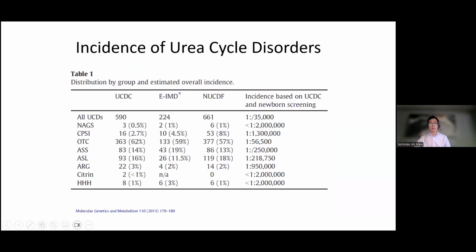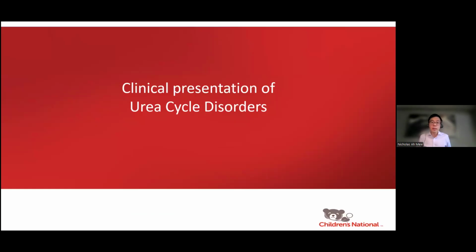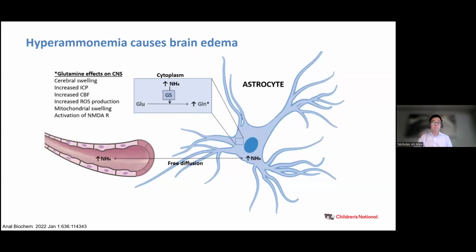Urea cycle disorders as a whole, so how common are they? About 1 in 35,000 here. We have numbers from a variety of different sources, but I want to highlight the most common of them, representing at least half, if not more, of UCDs, which is OTC deficiency here. So I want to talk a little bit about how these disorders present.